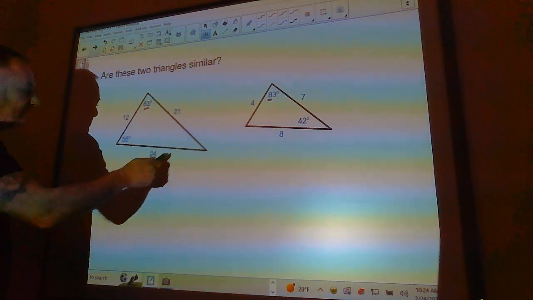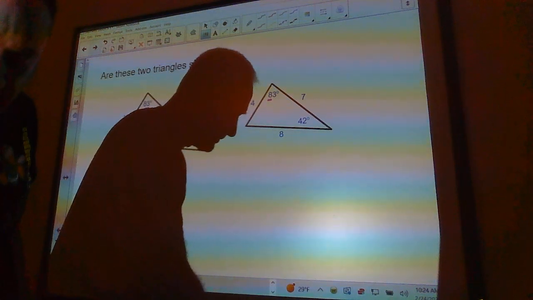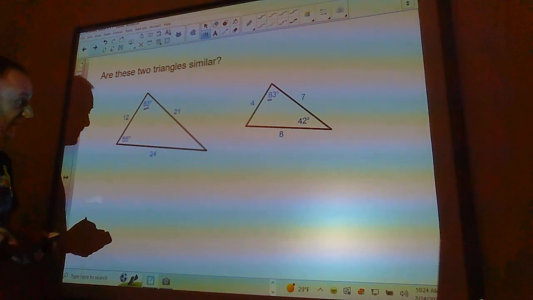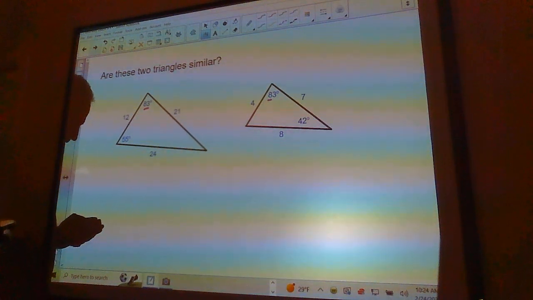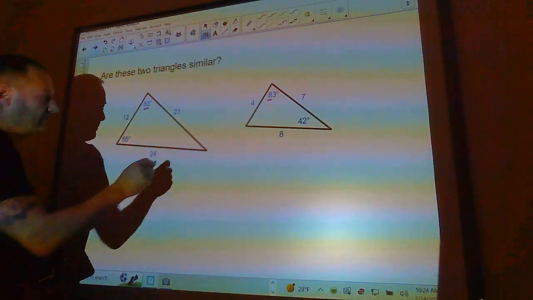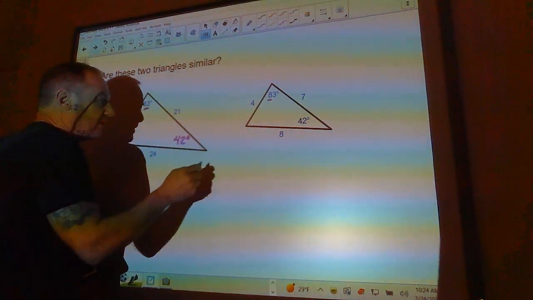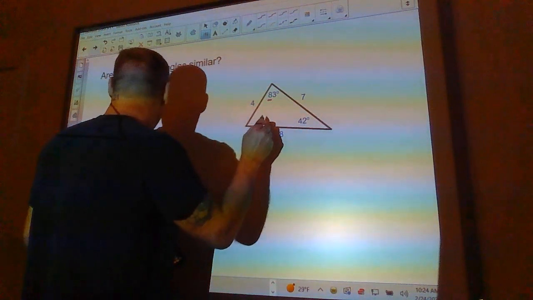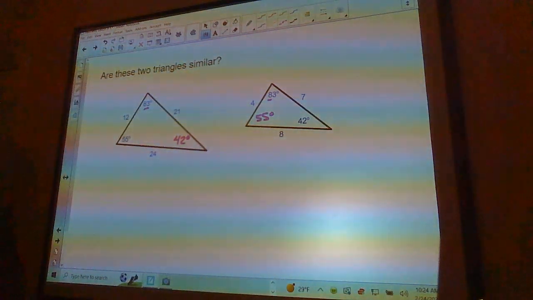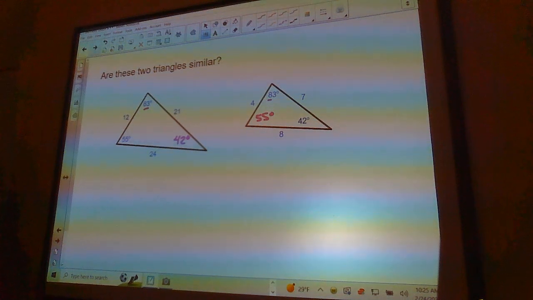Now what I need to do is figure out what this angle is. So I'm just going to take 180 minus 83 minus 55. And that comes out to be 42. Now that also means that if I was to do this, this would come out to be 55. All the angles are equal. So yes, these two triangles should be similar.